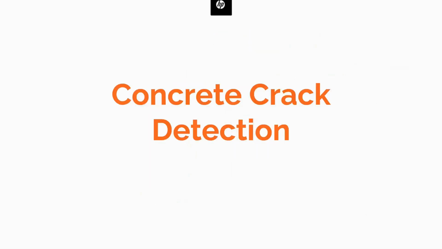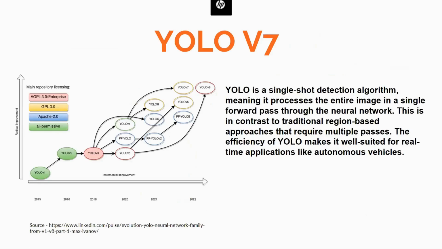For detecting concrete cracks on board, we're using a model called YOLO v7. YOLO is a single-shot algorithm. YOLO stands for You Only Look Once. It has been well documented and well used in object recognition tasks in underwater environments, as well as specifically for autonomous vehicles. So why YOLO?